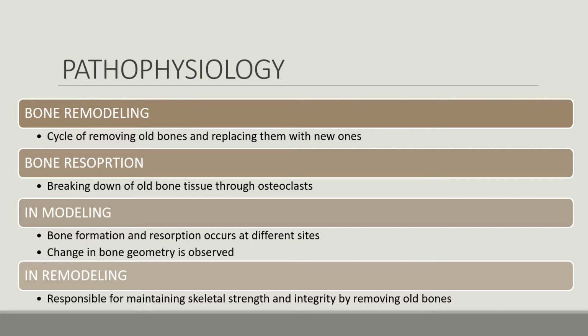So now we're at the pathophysiology of osteoporosis. Bone remodeling is a cycle of removing old bones and replacing them with new ones. This is a long process that may take even up to like 10 years. In bone remodeling, there is a process called bone resorption, which is the breaking down of old bone tissue through osteoclasts. And as mentioned, the bone undergoes a cycle of modeling and then remodeling. In modeling, bone formation and bone resorption occur at different sites, and this is where a change in bone geometry is also observed. And remodeling is responsible for maintaining bone strength and integrity.